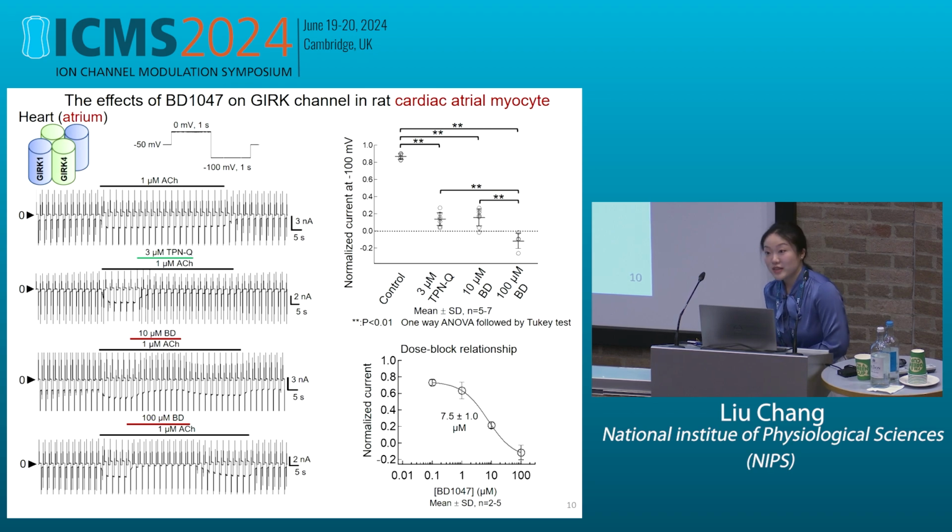Then we start the real experiment and try the BD, from 0.1 micromolar to 100 micromolar. We found even 10 micromolar of BD is strong enough to inhibit the GIRK current in the atrial myocyte. The IC50 of this BD in the atrial myocyte is 7.5 micromolar.